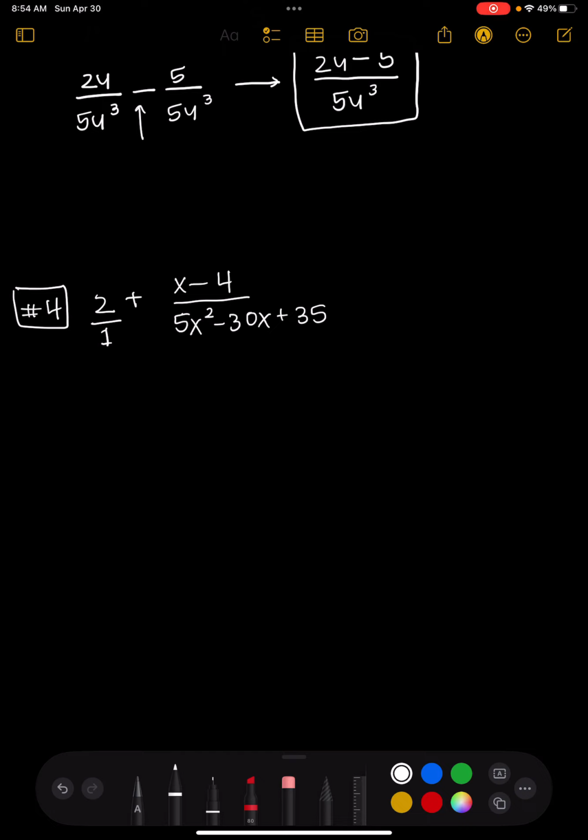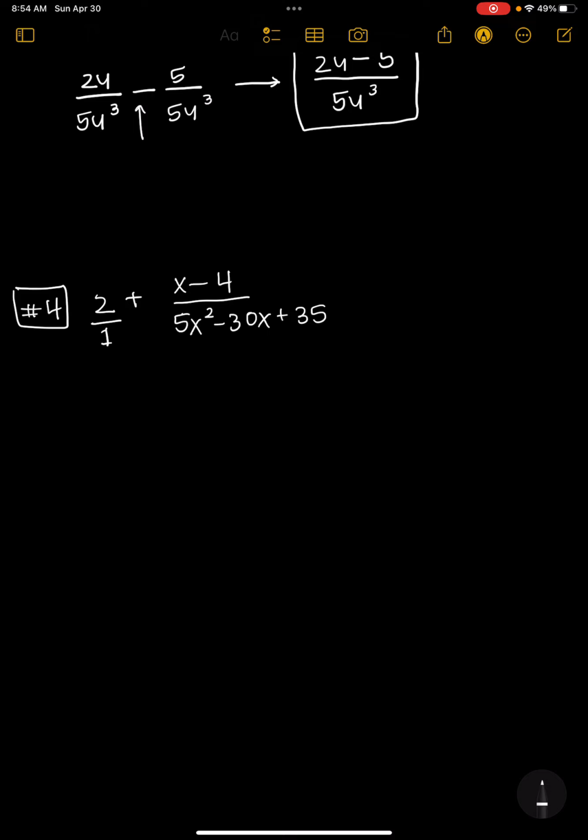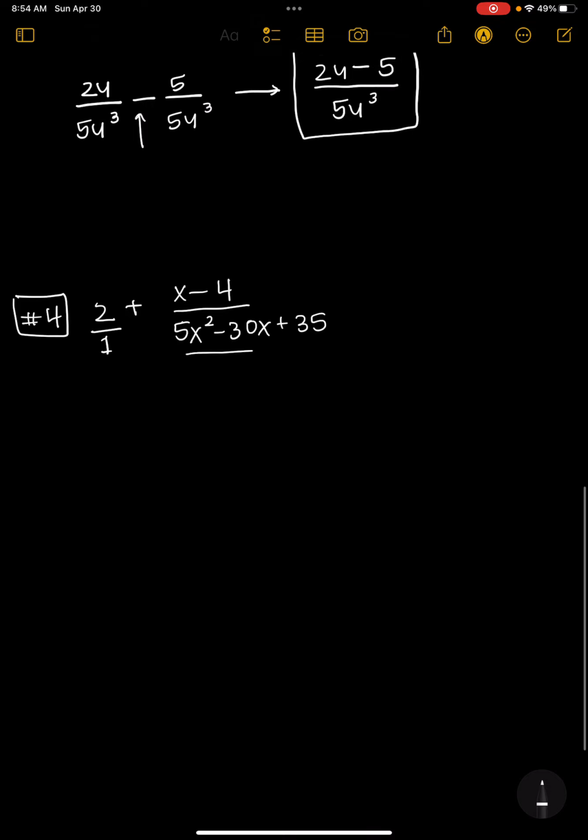Which means that we need to have them to have common denominators. Notice that the denominator on the right-hand side is a quadratic trinomial. So let's simplify that first, and then we'll deal with the common denominator. The first thing I notice on the bottom is that they all have a 5 in common. So I'm going to take a 5 out, which would give me x squared minus 6x plus 7.